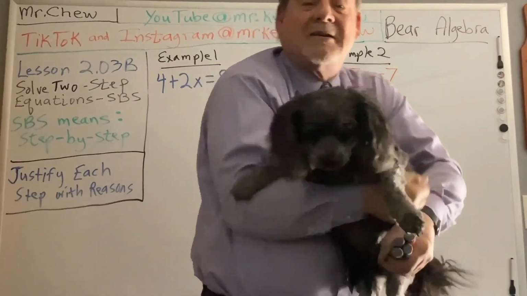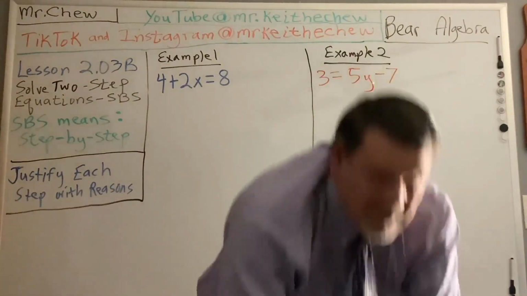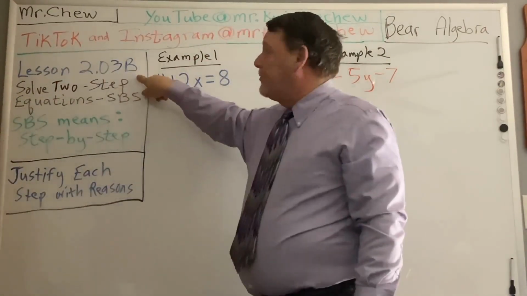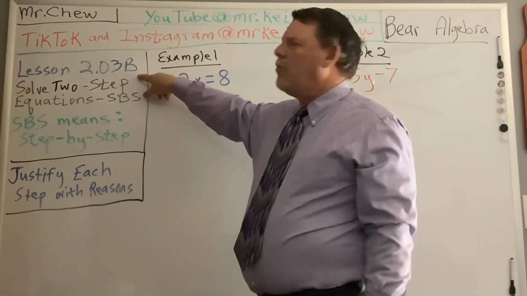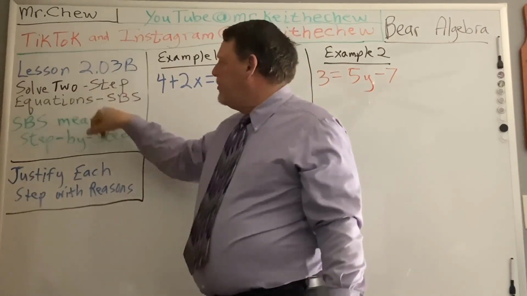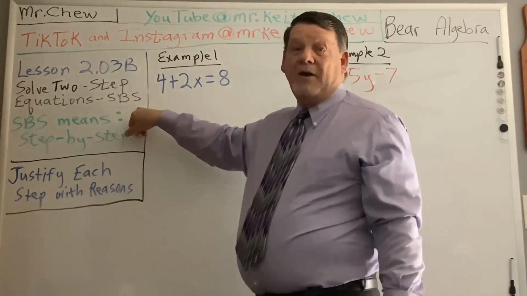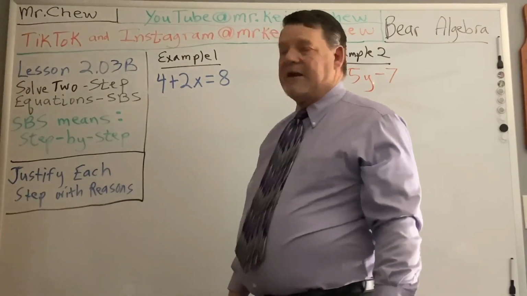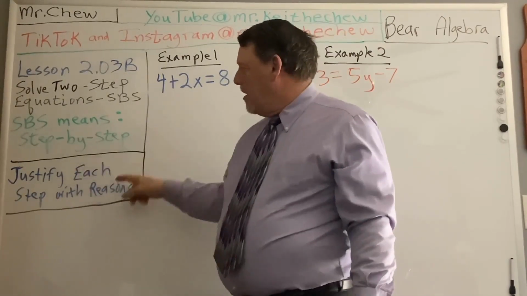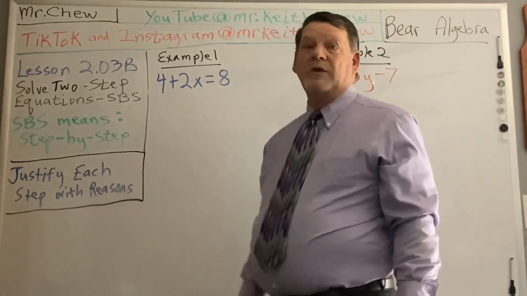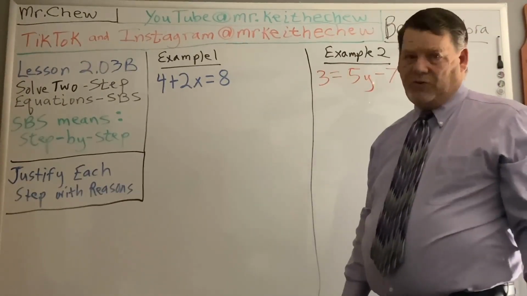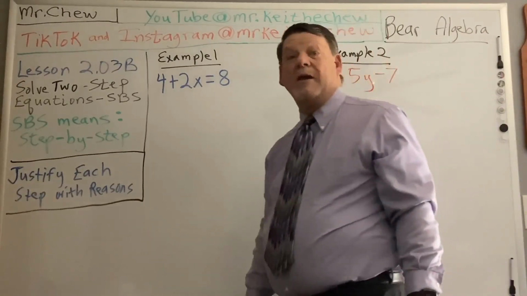Let's get into this because it's a little bit harder now. All right. So I call this lesson 2.03B. It's just a way that I organize it. We're going to solve two-step equations. And Bear says, don't get choked up over it. It's not that hard. SBS, step by step. That's what that means. And we're going to justify each step with the reasons. And that's kind of like what you would do in a geometry class whenever you're writing an algebraic proof.